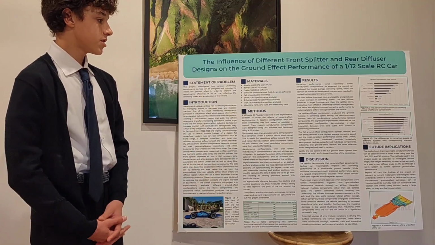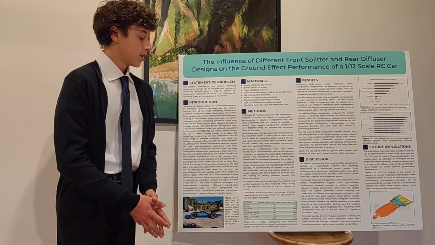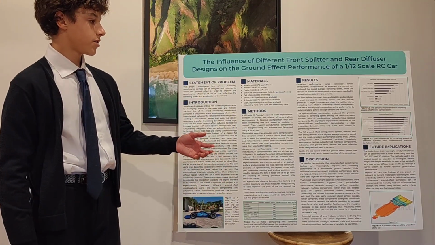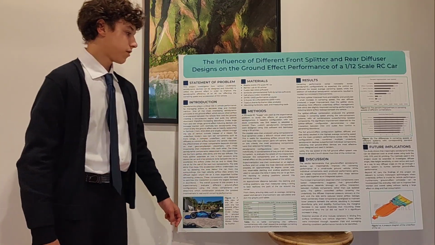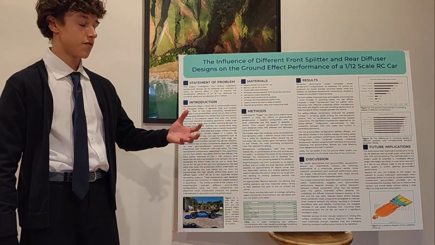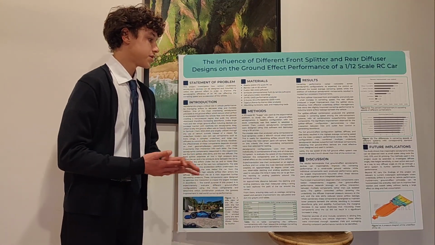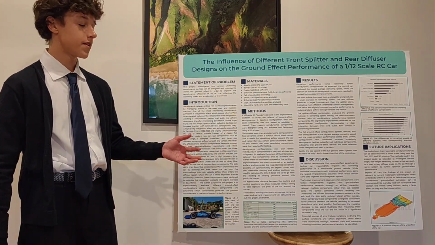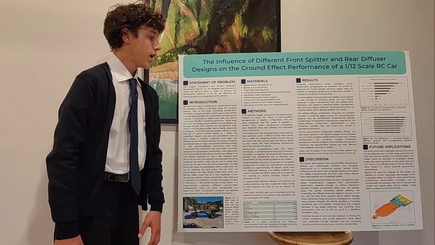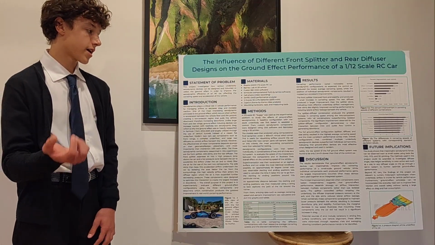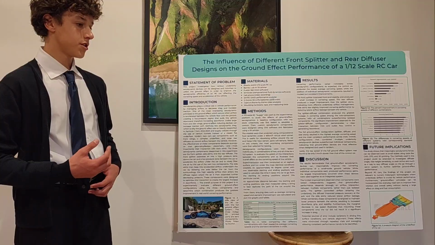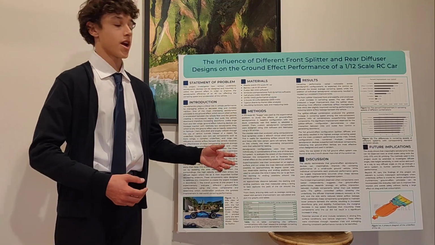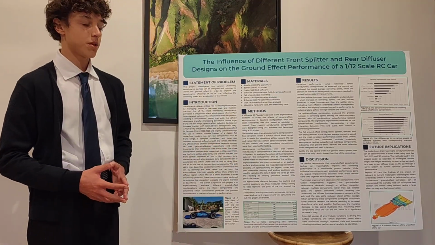Some improvements I can make to the project would be to see how changes in the diffuser angle affect flow separation and the traction of the car. I could also see how changes in ride height affect the cornering speed of the car, and I could also introduce an active aero system which would use servos to be able to change that diffuser angle and even the angle of the front splitter on the go.